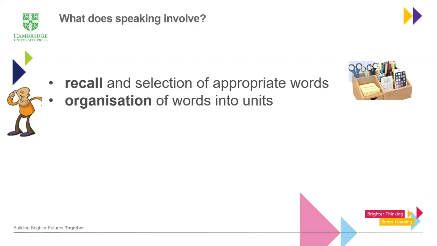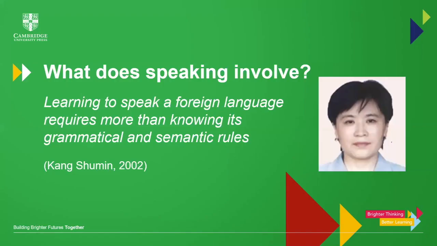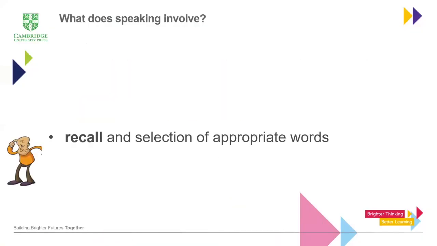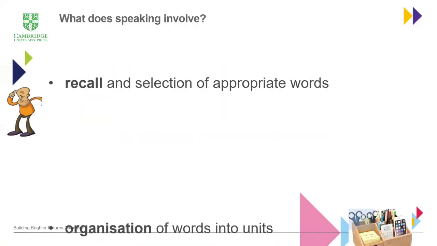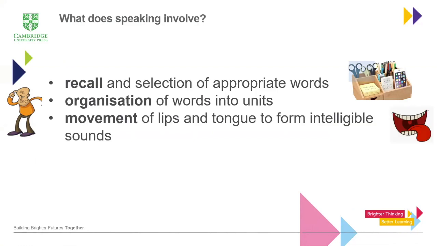So let's just very quickly, if you don't mind, go back. What did Kang Shumin say? She said, learning to speak a foreign language requires more than knowing its grammatical and semantic rules. So she says, we need to first of all recall, and then we need to organize. And then of course, we need to get the sound out. And the way we get the sound out is we use our lips and our tongue, our mouth, to form intelligible sounds.